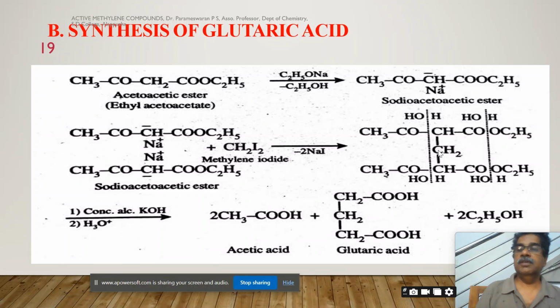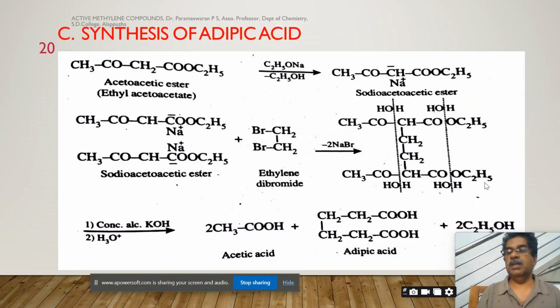So when it undergoes acid hydrolysis, the product is CH2COOH, CH2, CH2COOH. This compound is known as glutaric acid. The next one, similarly, we can synthesize adipic acid.